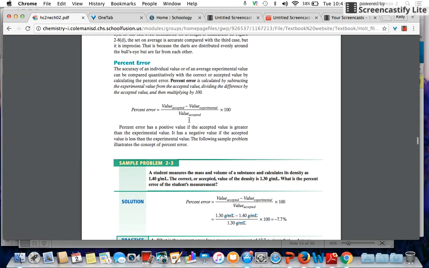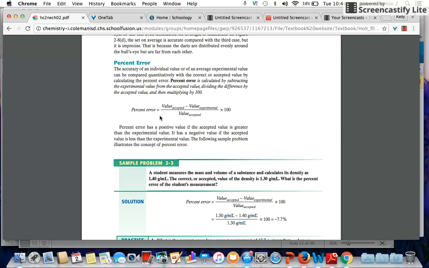concept is percent error. This is calculated by taking the accepted value. Say if you did an experiment and we expected to get like 10 grams of zinc, for example, but we only got 8 grams. So you do 10 grams minus 8 grams divided by what we were supposed to get, which was 10, times 100, to determine how close we are to the accepted value.